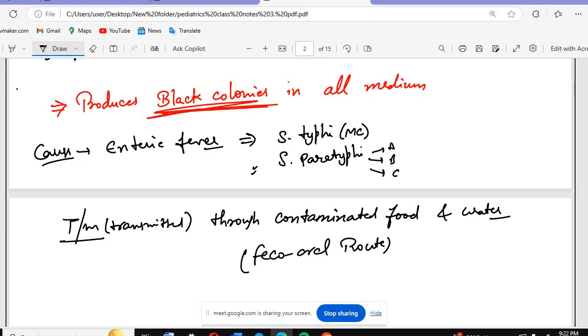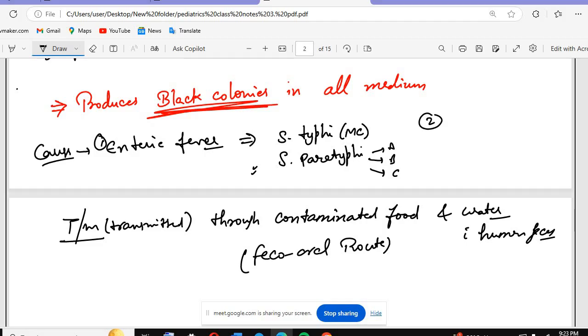Whenever the human feces of a patient with Salmonella typhi infection contaminate the food and the water, that will come in contact with another person. So this Salmonella typhi is transmitted from one person to another person. This is the first thing.